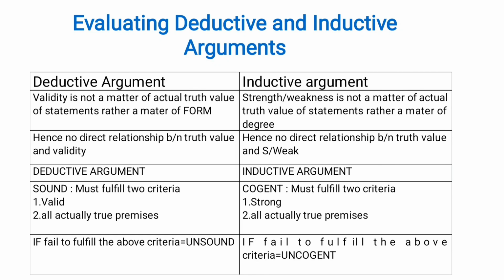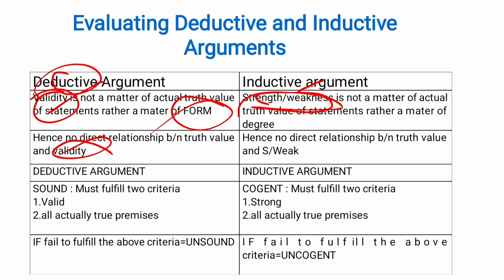And you shouldn't forget that validity is not a matter of the actual truth value of a statement, rather it is a matter of form. And strength or weakness is not a matter of the actual truth value of statements, rather a matter of degree: strength or weakness in the case of inductive arguments, and validity in the case of deductive arguments. Hence, you should bear in mind that there is no direct relationship between truth value and validity, as well as truth value and strength or weakness of an argument.